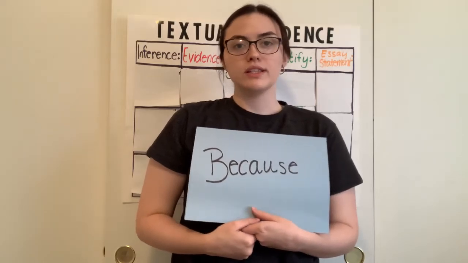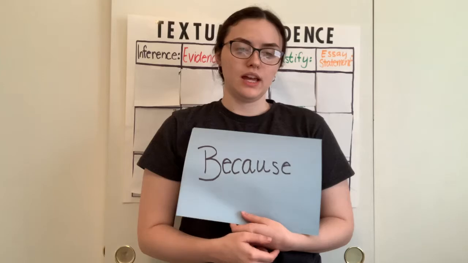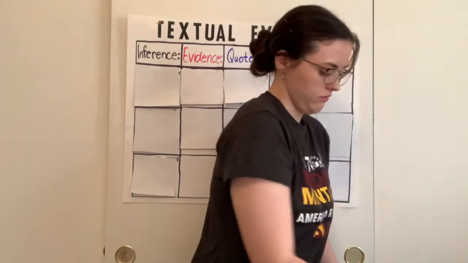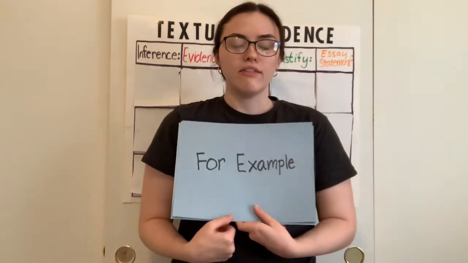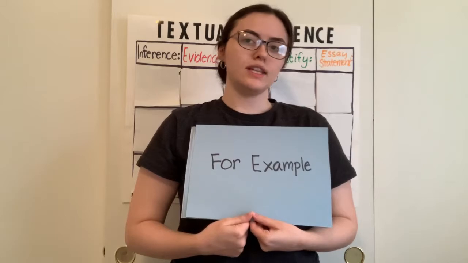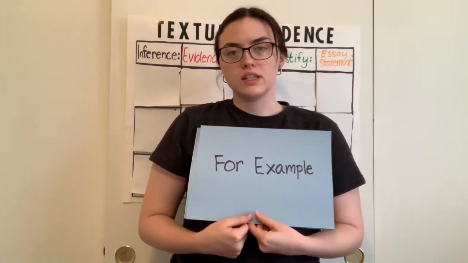The next evidence-based word we have is because. This is important because you can cite the text and then use because to explain why you are citing the text. Next up, we have for example. You can use this word before you cite textual evidence, especially when you are referring to numbers or statistics.